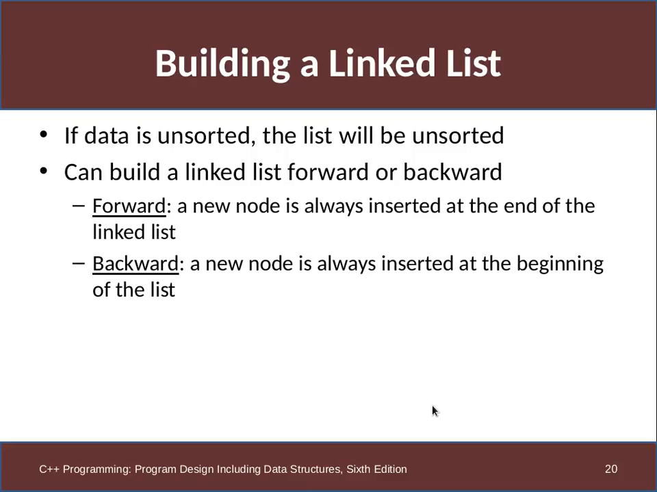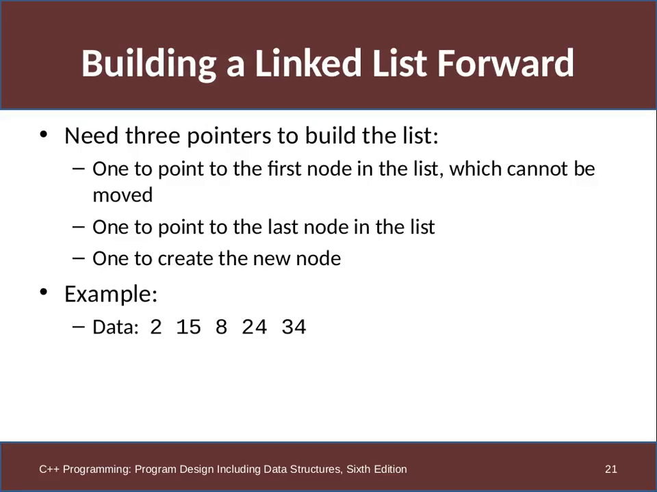All right, you can build a linked list by always appending to the front or in the back. Right now we're always appending to the back. That's just for what we did today. If the data is unsorted, the list will be unsorted. What if you wanted to keep the linked list sorted? How would you do that? You use rover. And then you find where it should go and put it there.